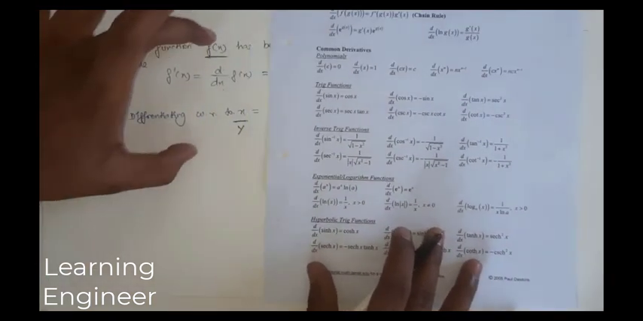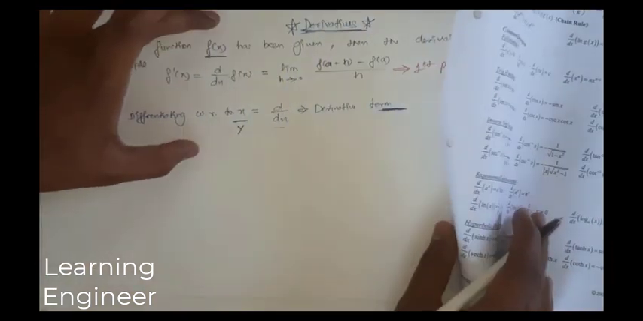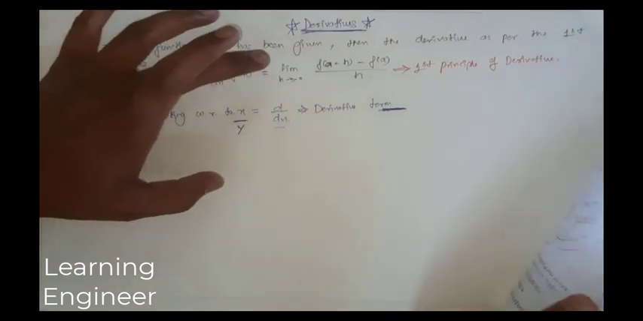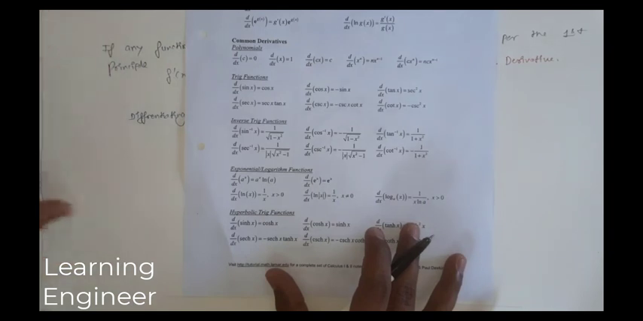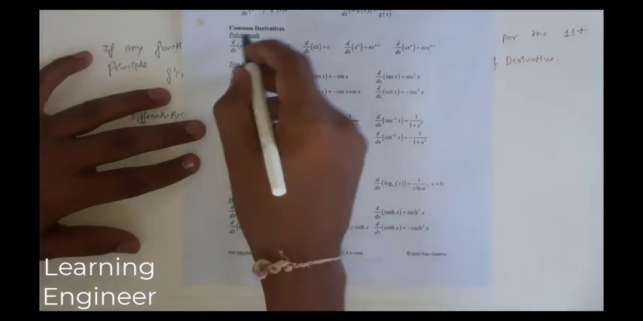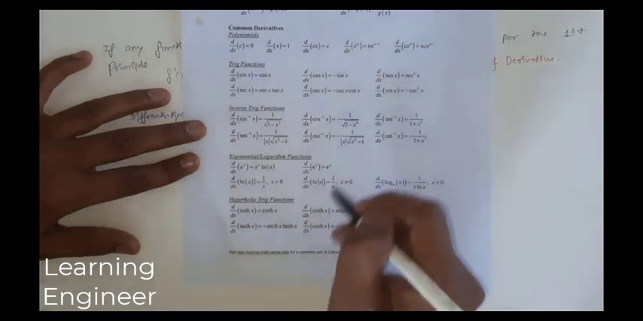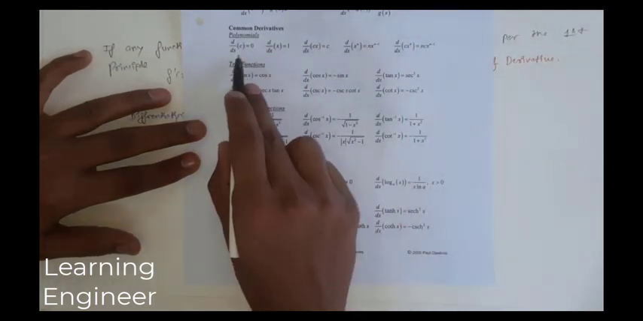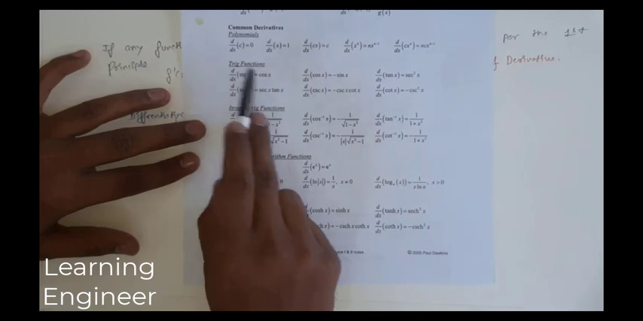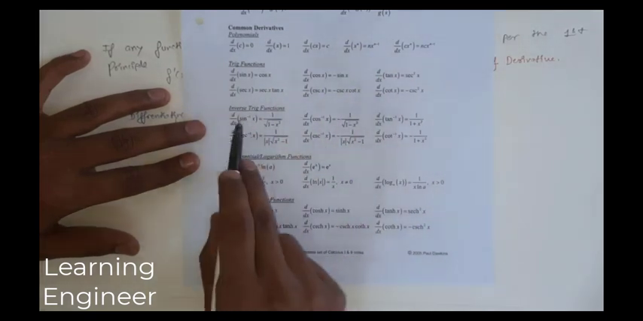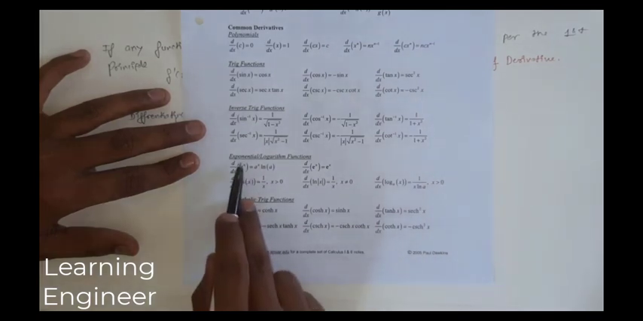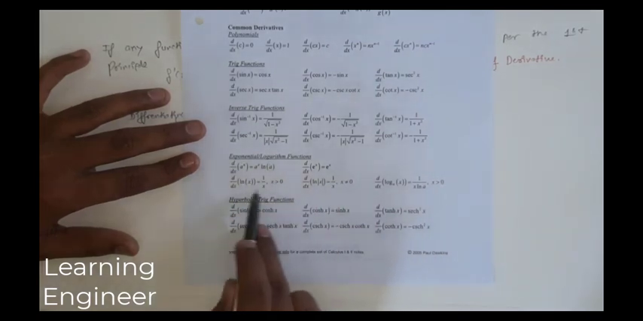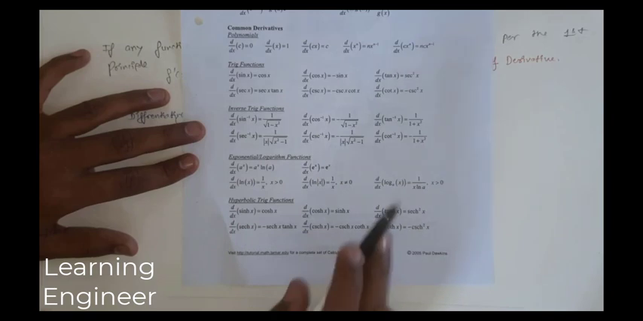So this was the basics of derivative which we have discussed. This is the first principle of derivative. Then these are some standard formulas which we have to remember for solving the given derivative questions. For polynomials we have some standard formulas. For trigonometric functions we have standard formulas. For inverse trigonometric functions we have direct derivatives. Similarly, for exponential and logarithmic functions we have direct derivatives.